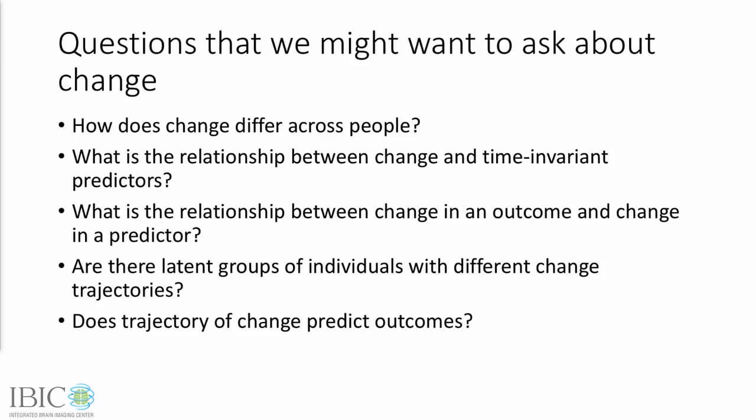We might ask, are there latent groups of individuals with different change trajectories? Maybe we can find some sort of latent groups of pathological change that manifest themselves in different trajectories. And the last question I wrote here is: does the trajectory of change predict outcomes?